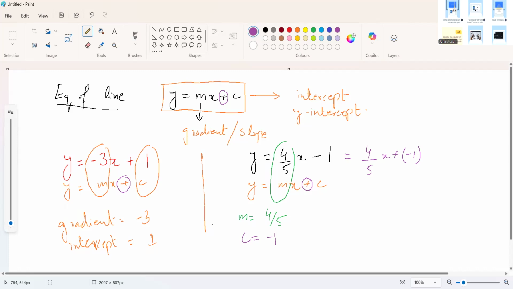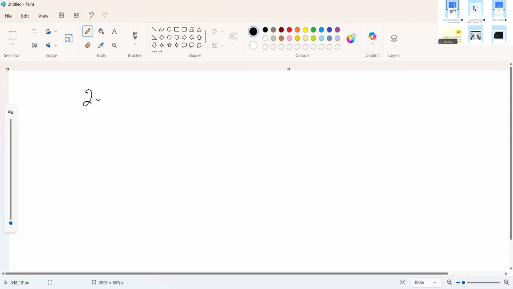Let's take another example. Let's say this time my equation of line is 2y is equal to, let's say, 4x minus 6. Now, if I compare this with the equation of line y is equal to mx plus c, you can clearly see that there is no number or coefficient with y. But here we have a coefficient or a number with y. So that means for this equation of line, I need to get rid of this 2 first. So I'm rewriting my equation 2y is equal to 4x minus 6.